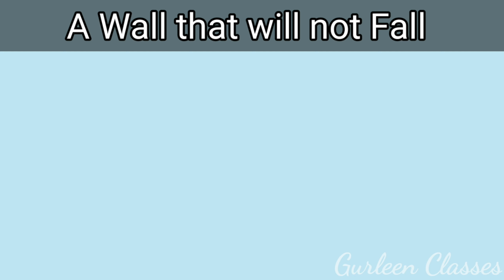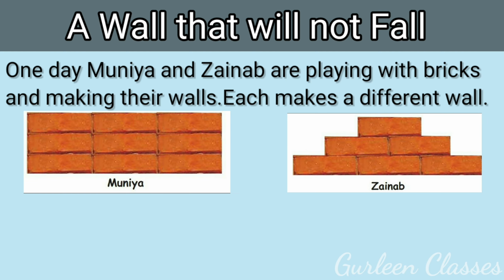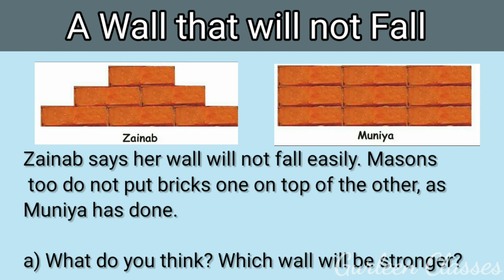Here they have given small story in your book, page number 5. We are talking about 2 people, Zainab and Munya. As you all can see, इन्होंने ईंटों की हेल्प से दीवार बनाई है. So it is written, one day Munya and Zainab are playing with bricks and making their walls. Each makes a different wall. So Zainab says her wall will not fall easily.